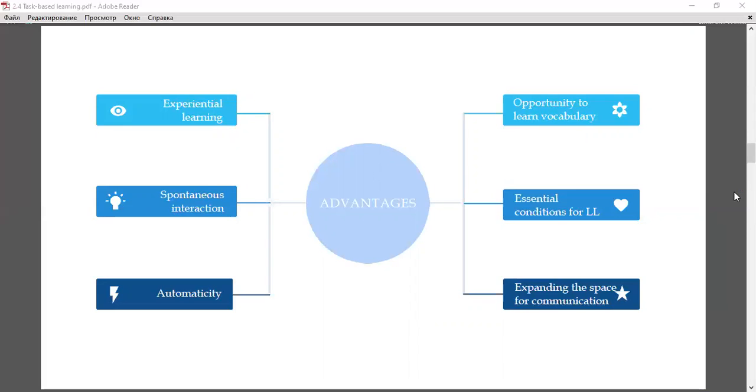Next one, automaticity. Automaticity for language learning is defined as a more efficient, more accurate, and more stable performance. Research in the fields of cognitive psychology and second language acquisition suggests that automaticity is achieved by using language rules in a creative manner in an authentic communication situation.